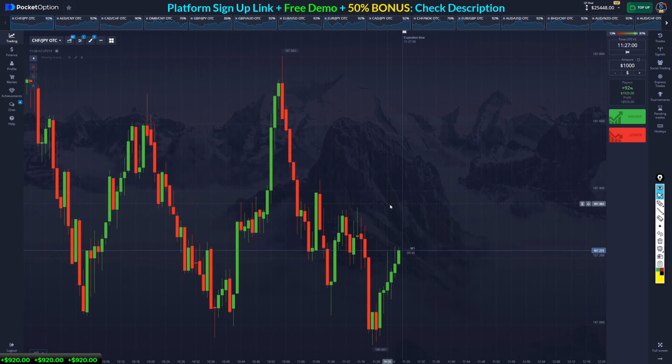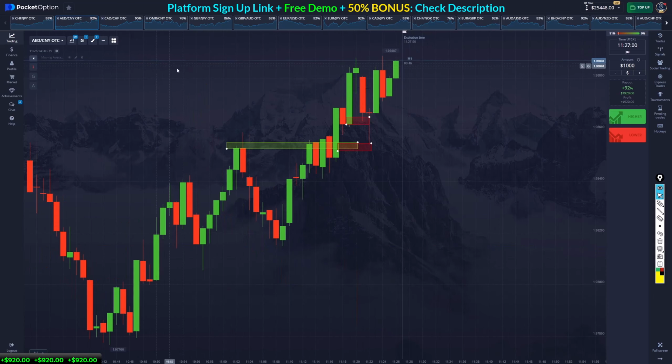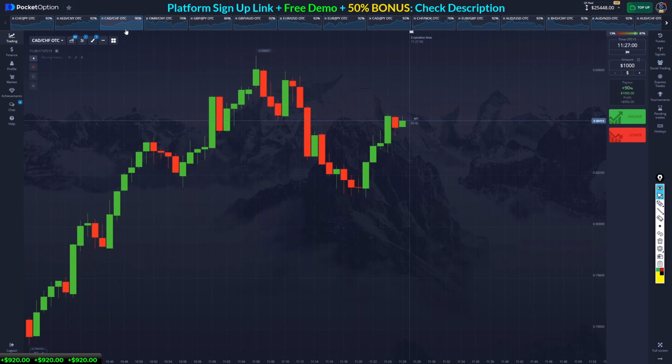Sometimes some setups look like they look beautiful, but they are in the risky category.